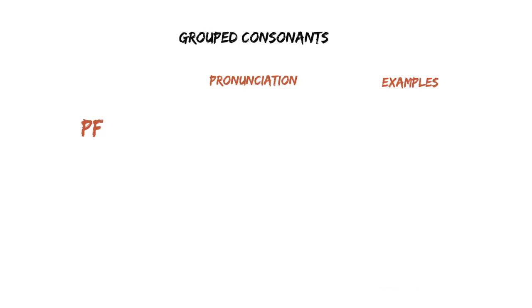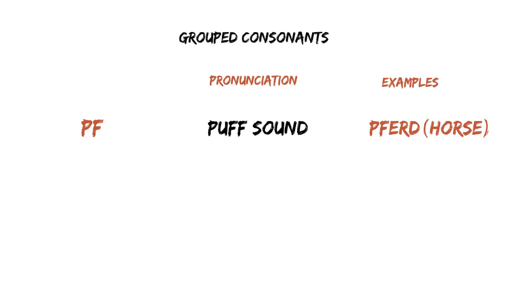PF, which has a puff sound, and the example for PF is Pferd, which means horse. The next one is QU, which is pronounced like the combination of the letters K and V. And the example for QU is Quelle, which means source.